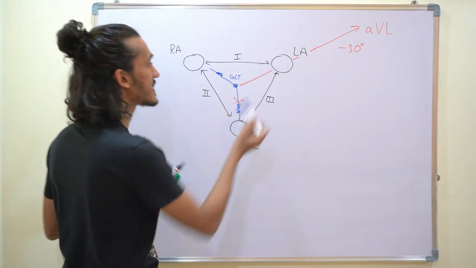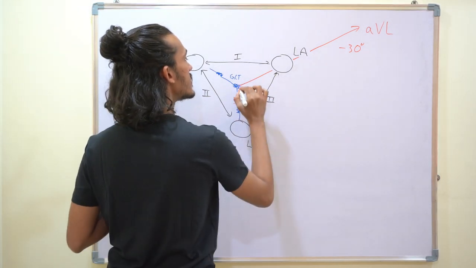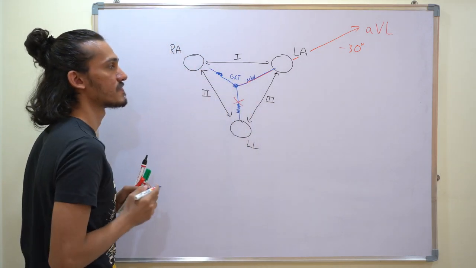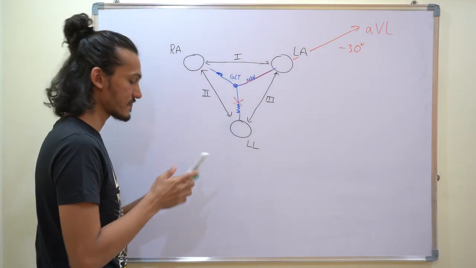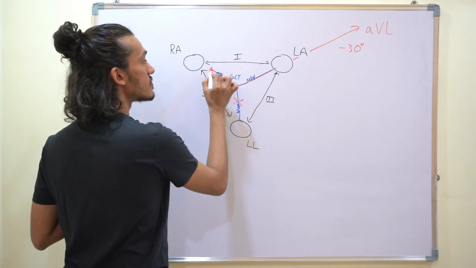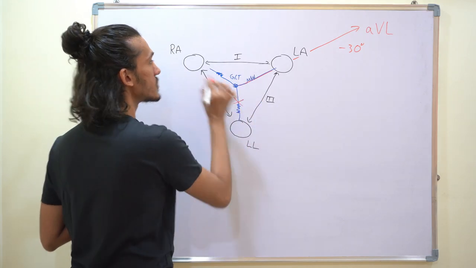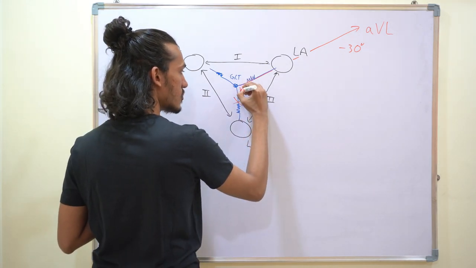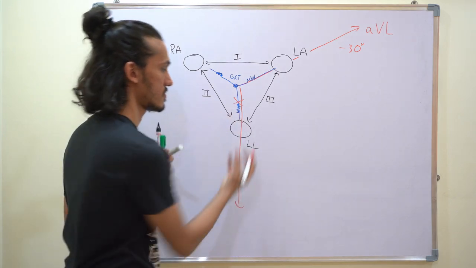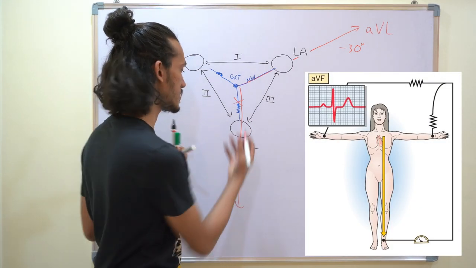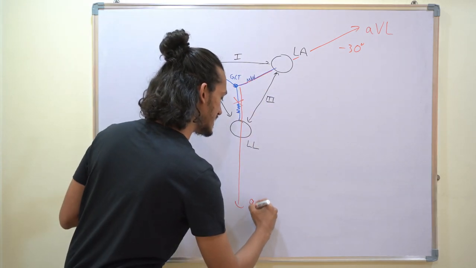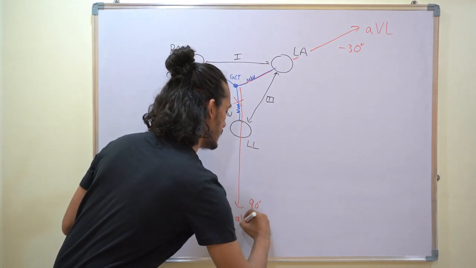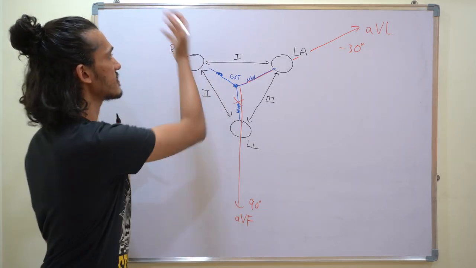Right? So now, if we're taking the left leg, what we're going to do is, we are instead now going to take resistance from here and here. We're no longer taking this, right? So we're no longer taking that. So now the Goldberg central terminal is only based on the right arm and the left arm. And now we are measuring it with respect to your leg lead, right? So this electrode over here. So now this is 90 degree. Earlier it was VF. Now we see that because this was not included, it becomes AVF.